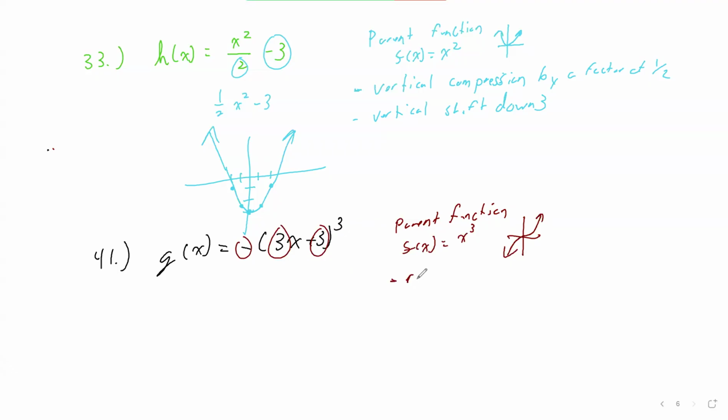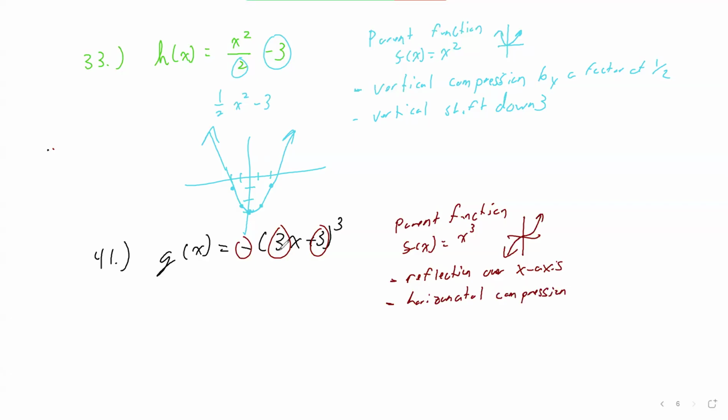So that's going to be a reflection over the x-axis. I see a 3, so that's going to be a horizontal change because it's inside the parentheses. And you would think it's going to be a stretch because it's greater than 1, but it does the opposite. So it's actually a compression.